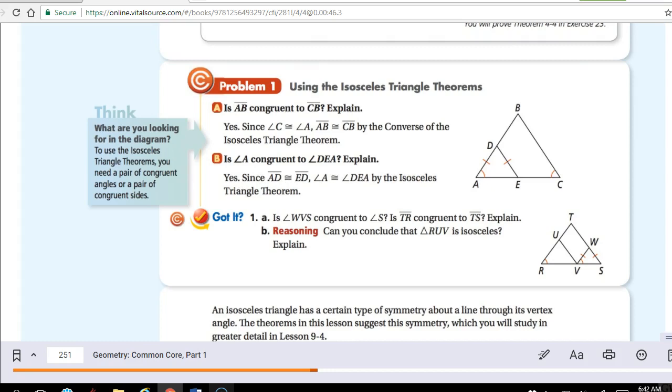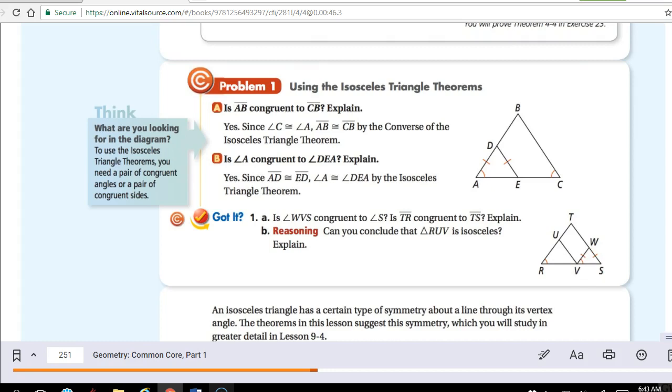Okay, so let's look at problem number 1. Is angle WVS congruent to angle S? So it's saying, is WVS congruent to just angle S, which is this one. Now, for the same reason as before, because these two sides are congruent, then the angles opposite them would also be congruent. So the answer to that is yes, again, by what we call the isosceles triangle theorem. So angle S would be congruent to angle WVS.